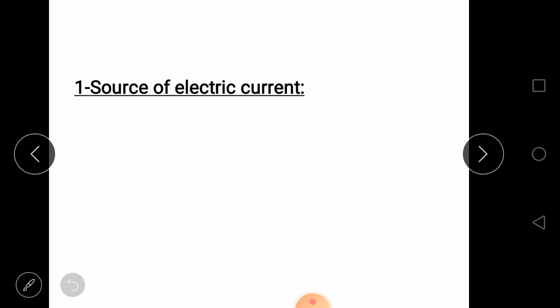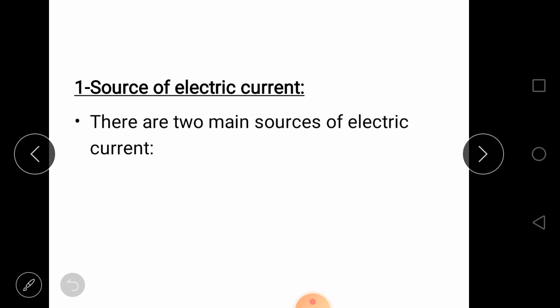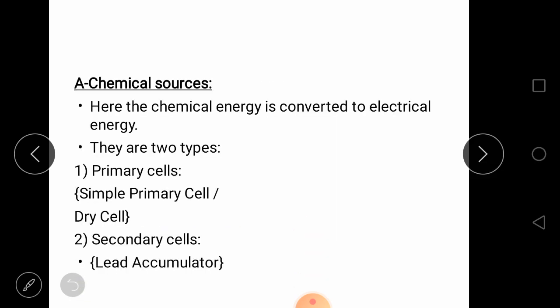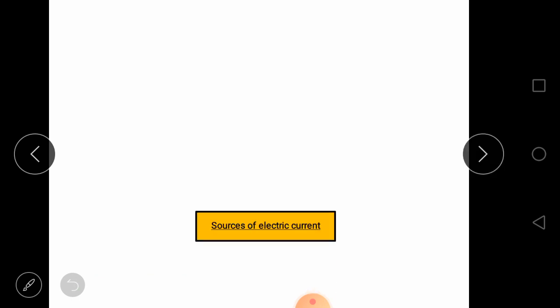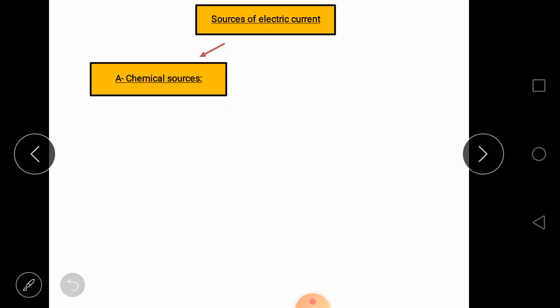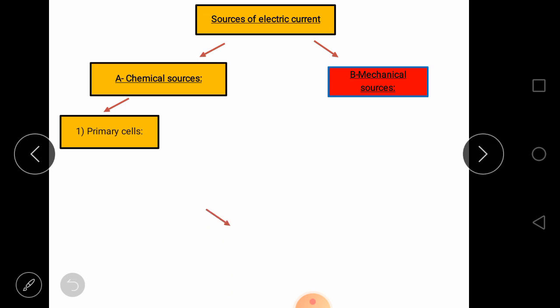First of all, we have sources of electric current. Number one, there are the chemical sources or mechanical sources. First, the chemical sources are either primary or secondary. Here we have the sources of electric current, either chemical sources or mechanical sources. The chemical sources are either primary cells or secondary cells.